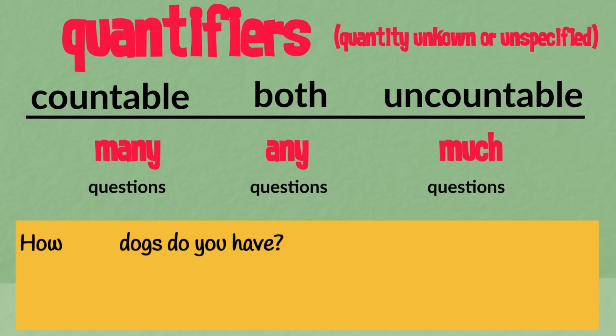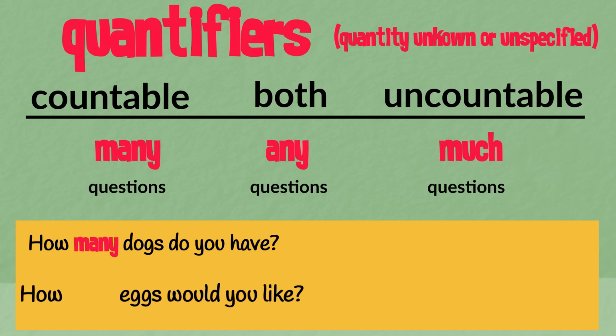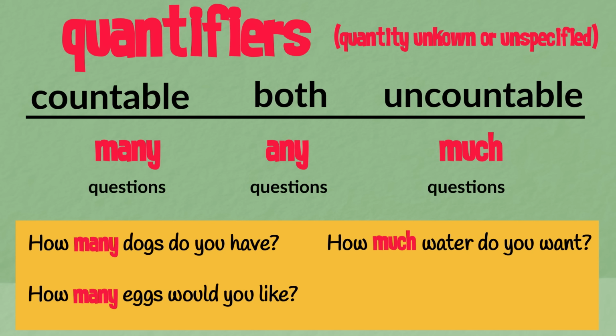For example, how many dogs do you have? How many eggs would you like? How much water do you want? How much luggage do you have?